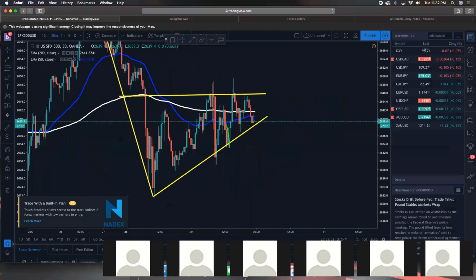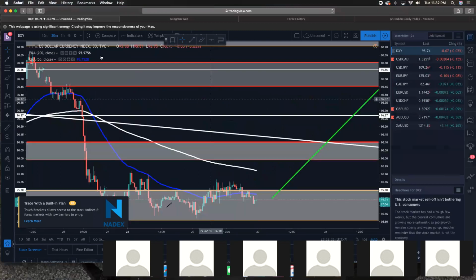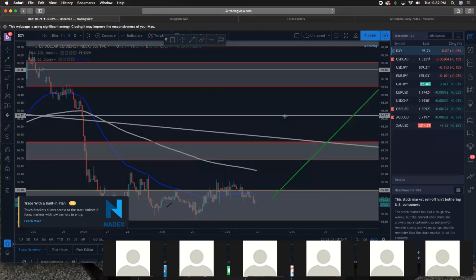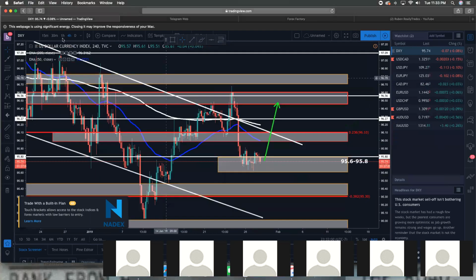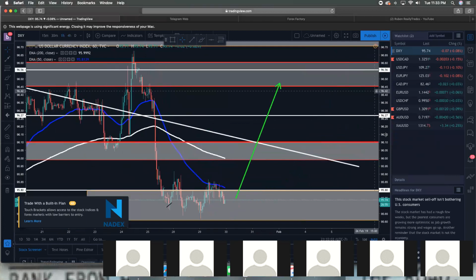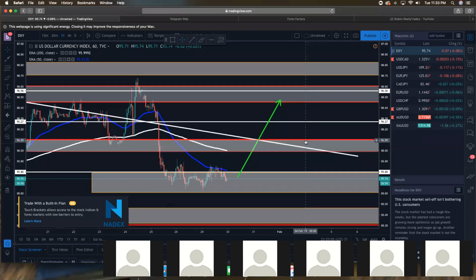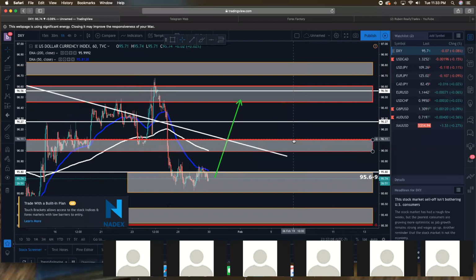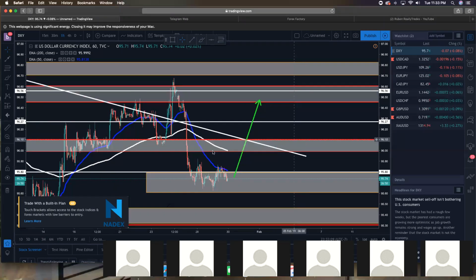Just running through these charts one more time, guys. Dollar, I have the dollar going up. This is what I would like to see for it, right? I would like to see the dollar come up, retest our 96.5 area, just because I am looking at a head and shoulders on the daily time frame.